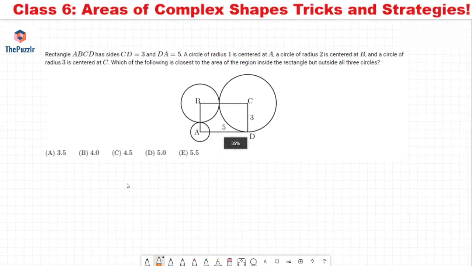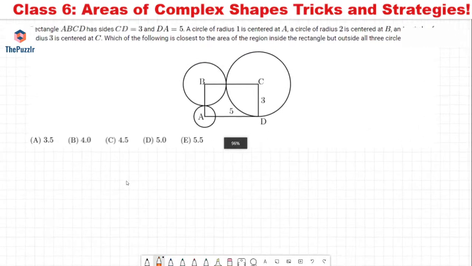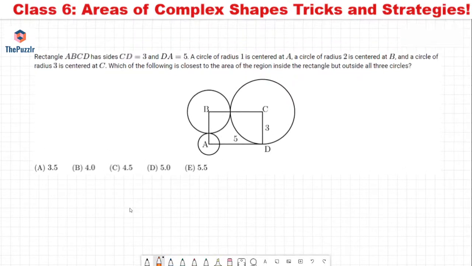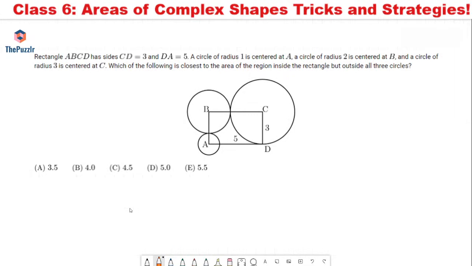Okay, so rectangle ABCD has sides CD equals 3, DA equals 5. A circle of radius 1 is centered at A. A circle of radius 2 is centered at B. And a circle of radius 3 is centered at C. Which of the following is closest to the area of the region inside the rectangle but outside all three circles?